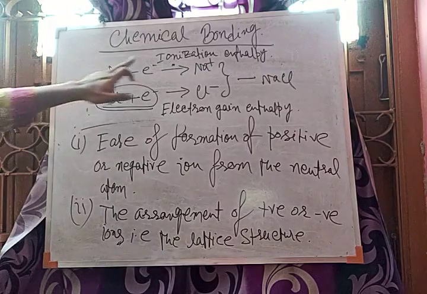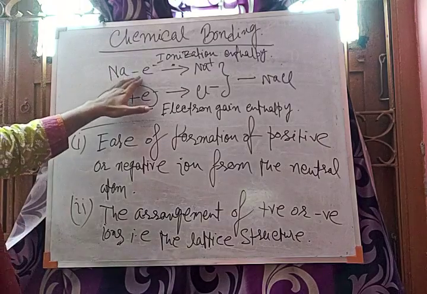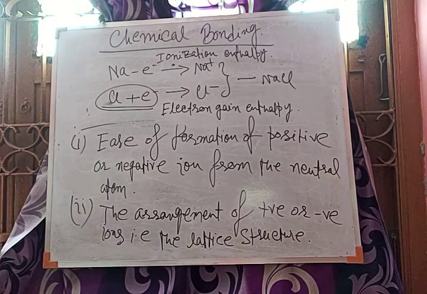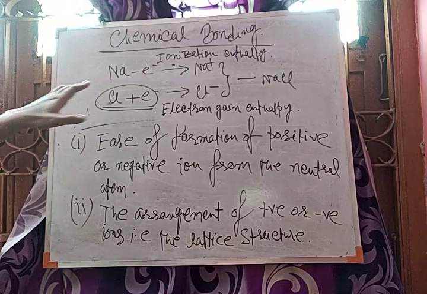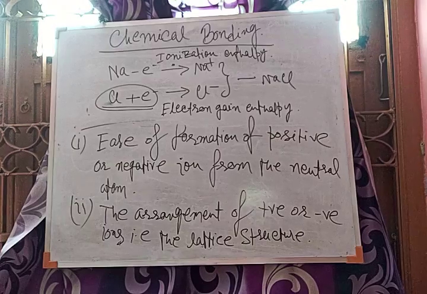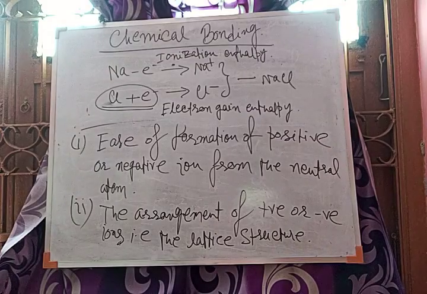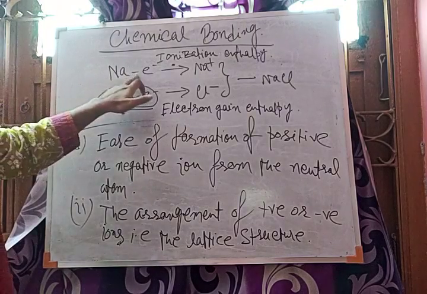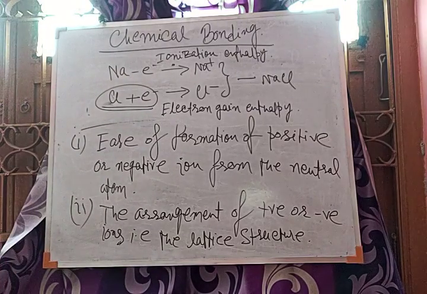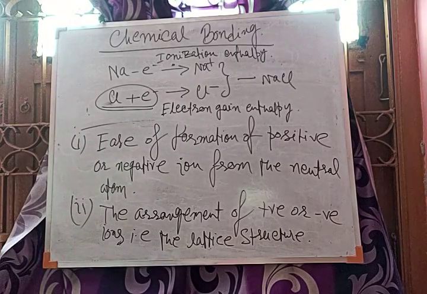Here the ionization enthalpy should be lower. That means we have to give lower energy to remove the electron. So if it is easy to remove this electron from the neutral sodium atom, then it will be easy to form the ionic bond. When the ionization enthalpy is lower, we have to give a lower amount of energy to remove that electron, so there is ease of formation of the positive ion and ease of formation of the ionic compound.